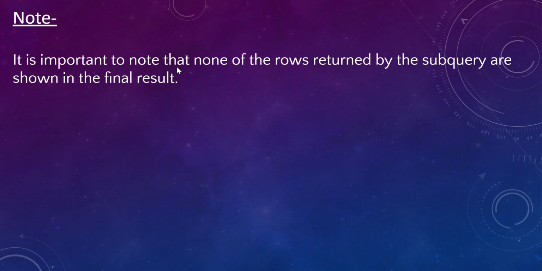It is important to note that none of the rows returned by subqueries are shown in the final result. As I mentioned, the exist operator is using that subquery just to find out whether any row exists in that table or not. And if even one row exists, the outcome will be true, exist will return true. And if no row exists based on the condition that we are providing, then it will return false.